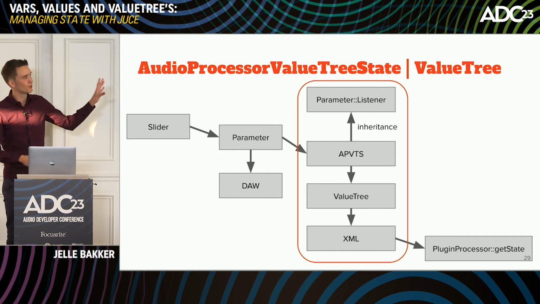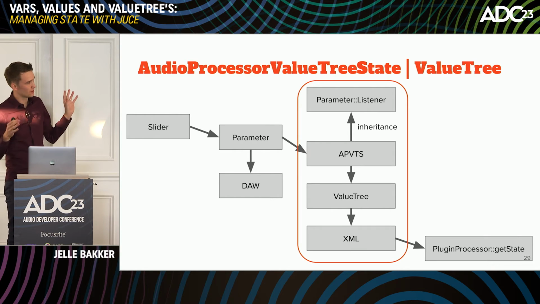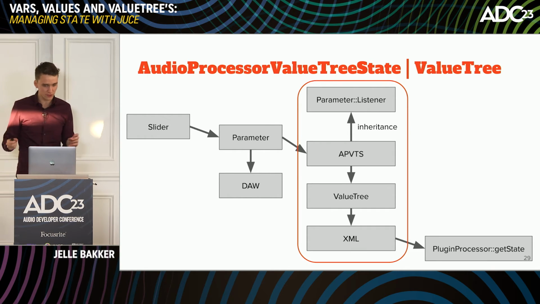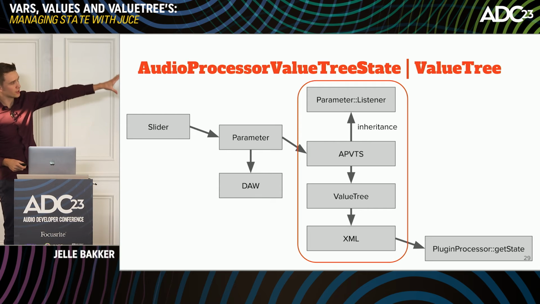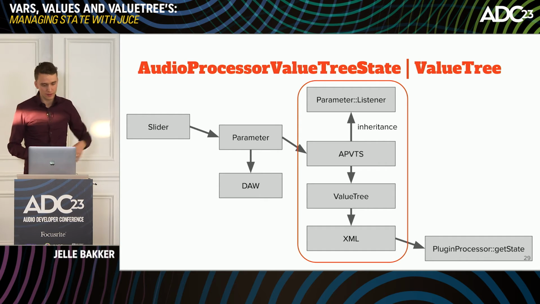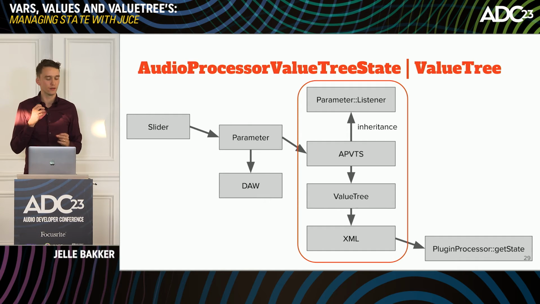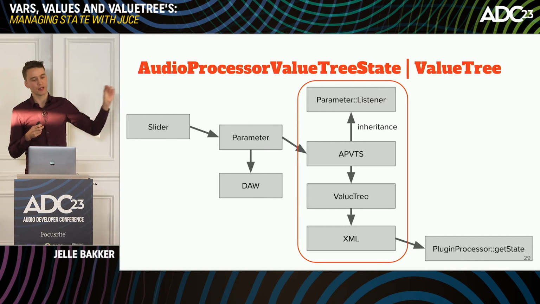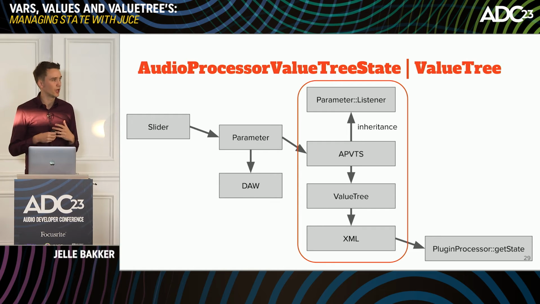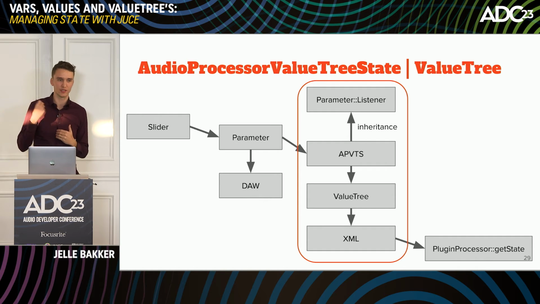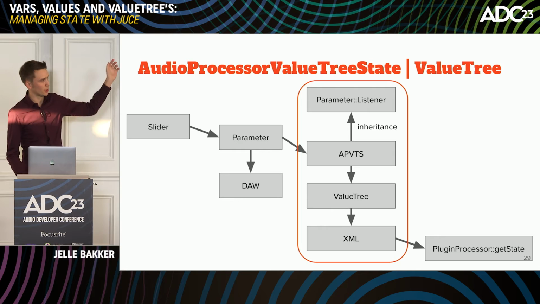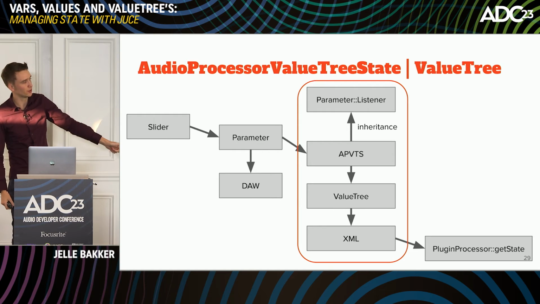Okay, so this is a quick diagram of a simplified version of your plugin flow, sort of. On the left side, you have your UI, so you have some kind of slider. Then the user changes the slider. It will update your parameter. As I said, the slider has to update the parameter and cannot go directly to the value tree because it has to inform your host and also send the gesture changes. So it will go to your parameter and then your host will know about it.